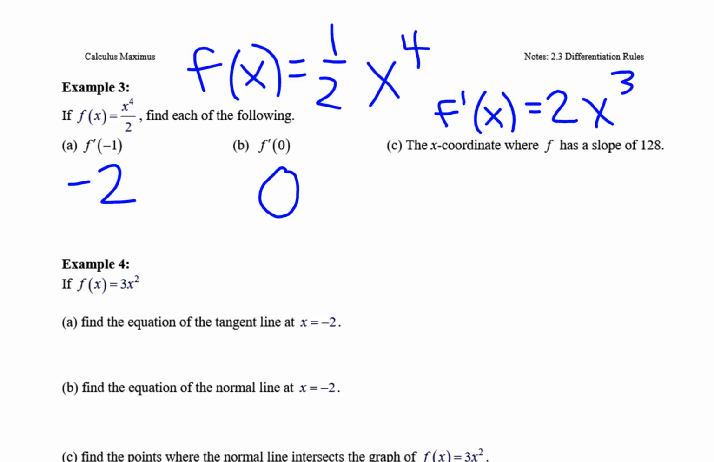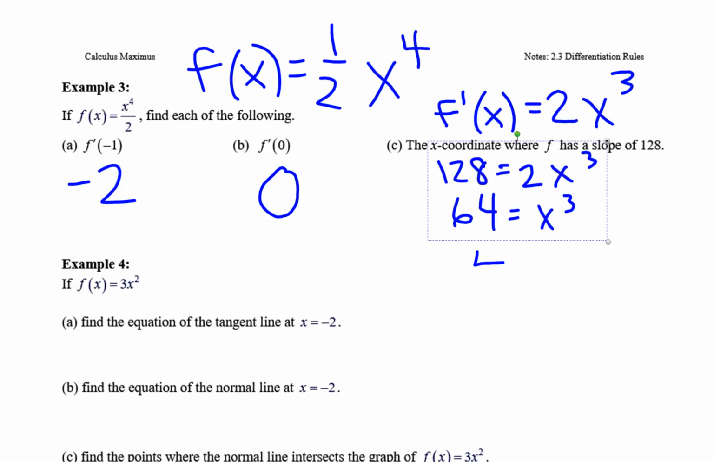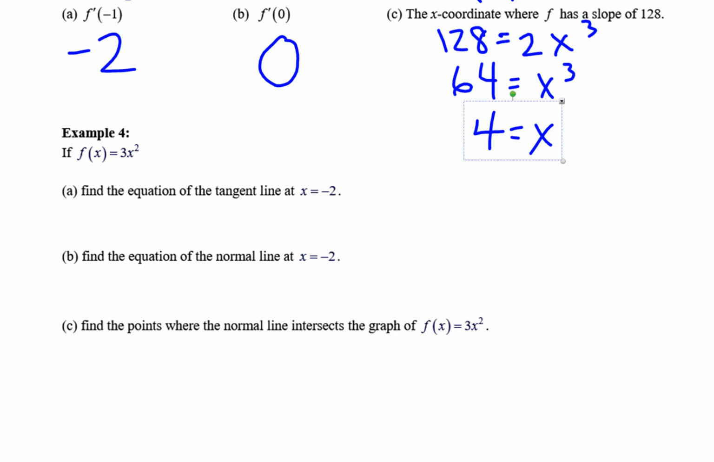Now we're trying to find the x-coordinate where f has a slope of 128. Remember, derivative means slope, so I'll put that in for f prime of x. And we need to find the x-coordinate. Okay, divide that by 2. And we would get x equals 4. All right, moving on.